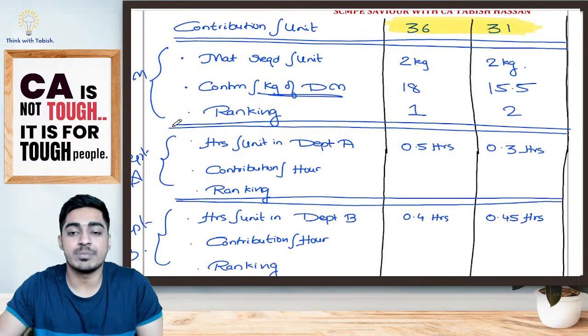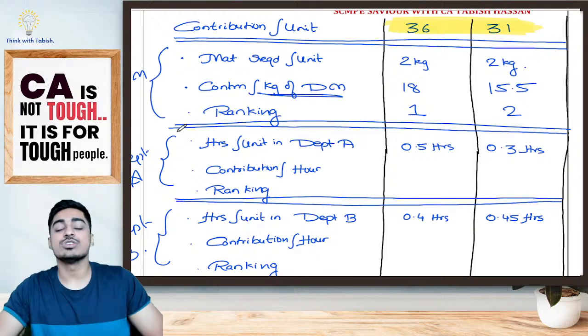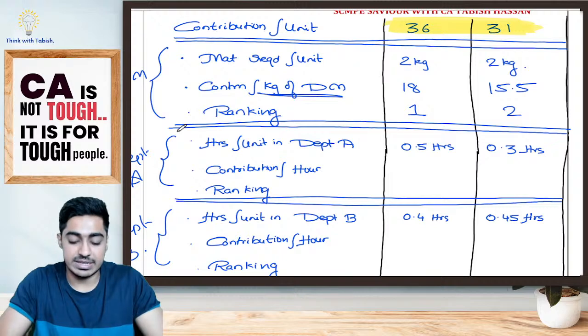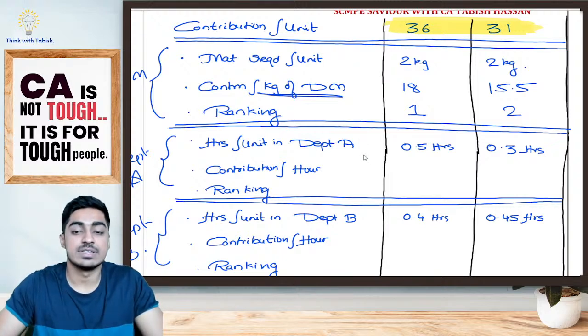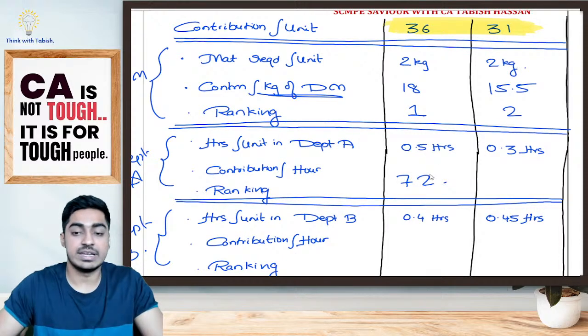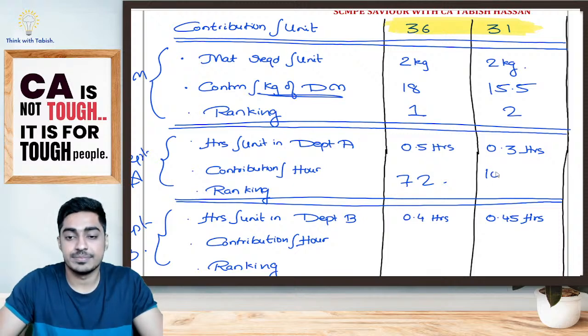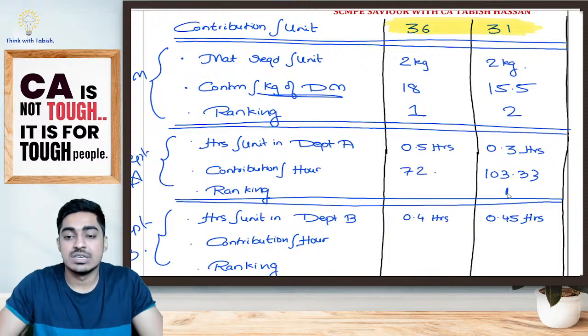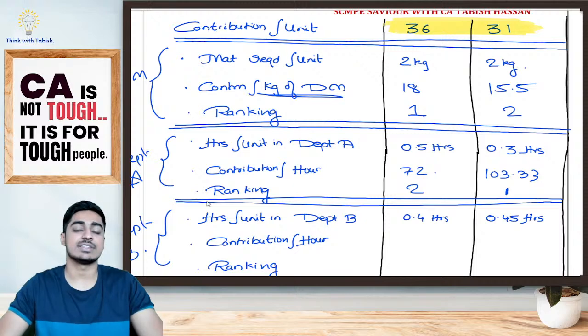Now, as per Department A, to produce 1 unit of X we have to spend 0.5 hours in Department A. By producing 1 unit, we get 36. So 36 divided by 0.5 is 72 rupees, and 31 divided by 0.3 gives 103.33. So it is 72 and 103.33. Which has a higher rank, students? Y has the first rank, X has the second.